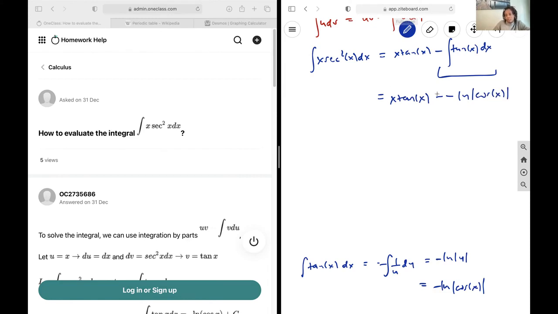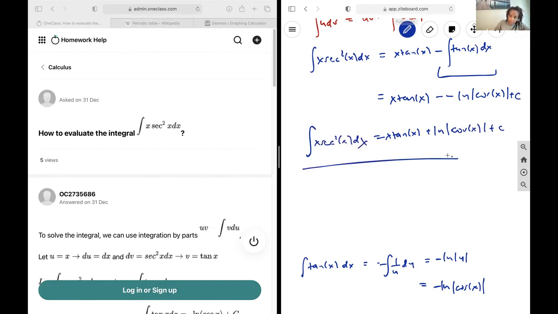And then now since we've gotten rid of all of the integrals, we can put the plus c now, since it's an unbounded integral. So we get x tan x plus ln of cos of x plus c is equal to the integral of x secant squared x dx. And that's your final answer.